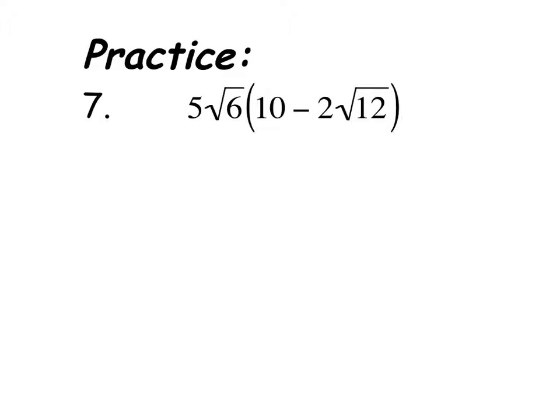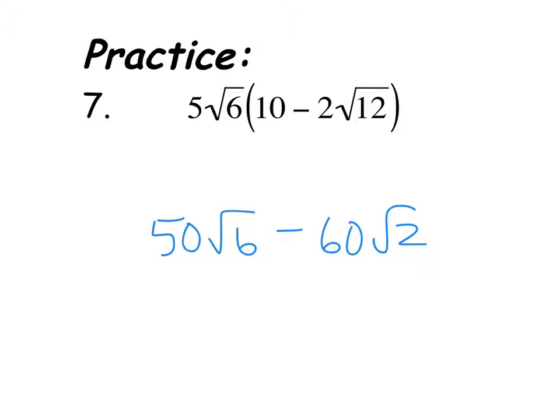All right? Casey, did you get number 7? What'd you get? 50 radical 6 minus 60 radical 2. And that is perfect. Anybody got questions on that one? From your negative 10 root 72, if you need it, you should have had 36 times 2. The square root of 36 is 6, so that's why 10 and 6 make 60. Okay, so if you needed it.